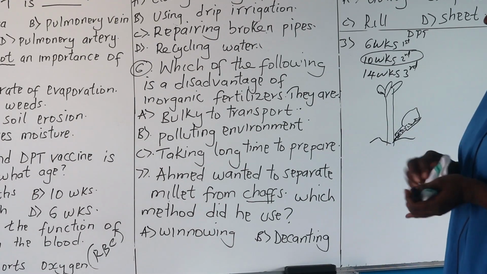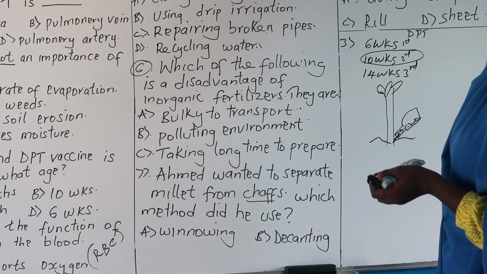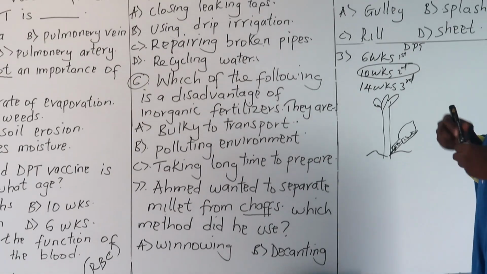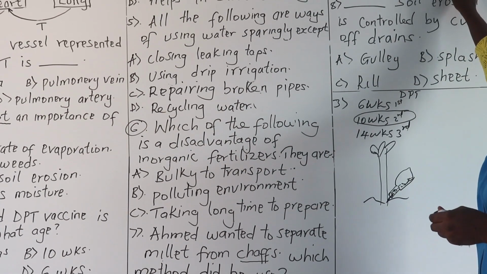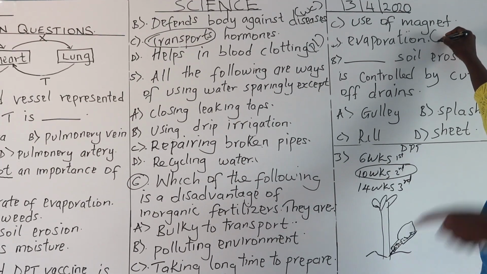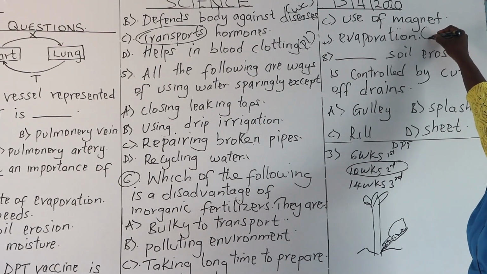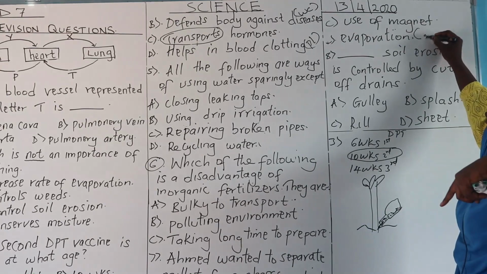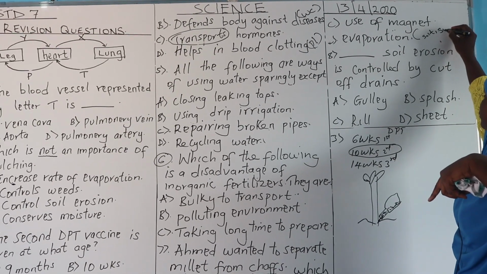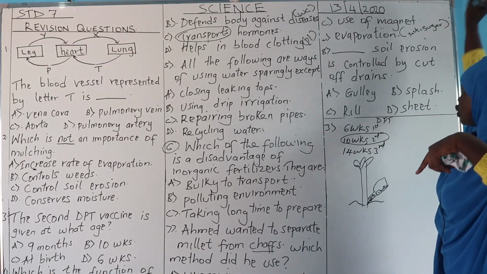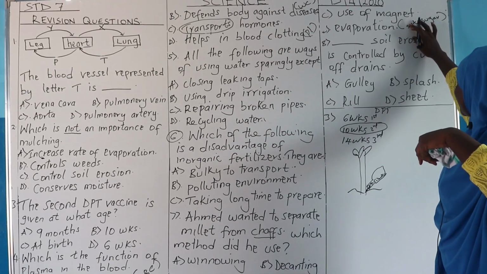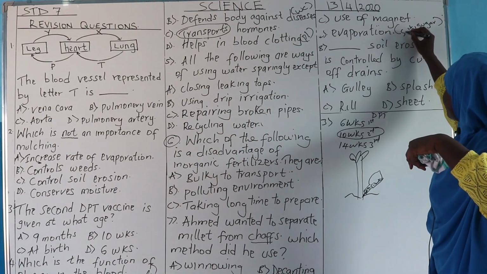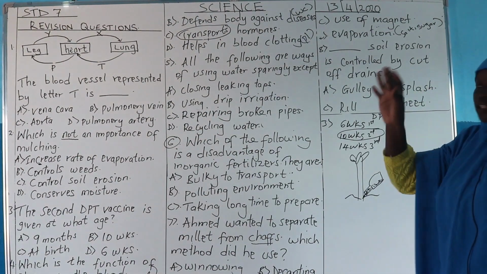Methods of separation: winnowing, decanting, using magnet, and evaporation. Remember we said evaporation is majorly used with mixable solids, those solids that mix or dissolve completely in a liquid, like salt and sugar. Anytime you see a mixture of salt or sugar, evaporation will be needed because when you combine with water, they will mix completely.